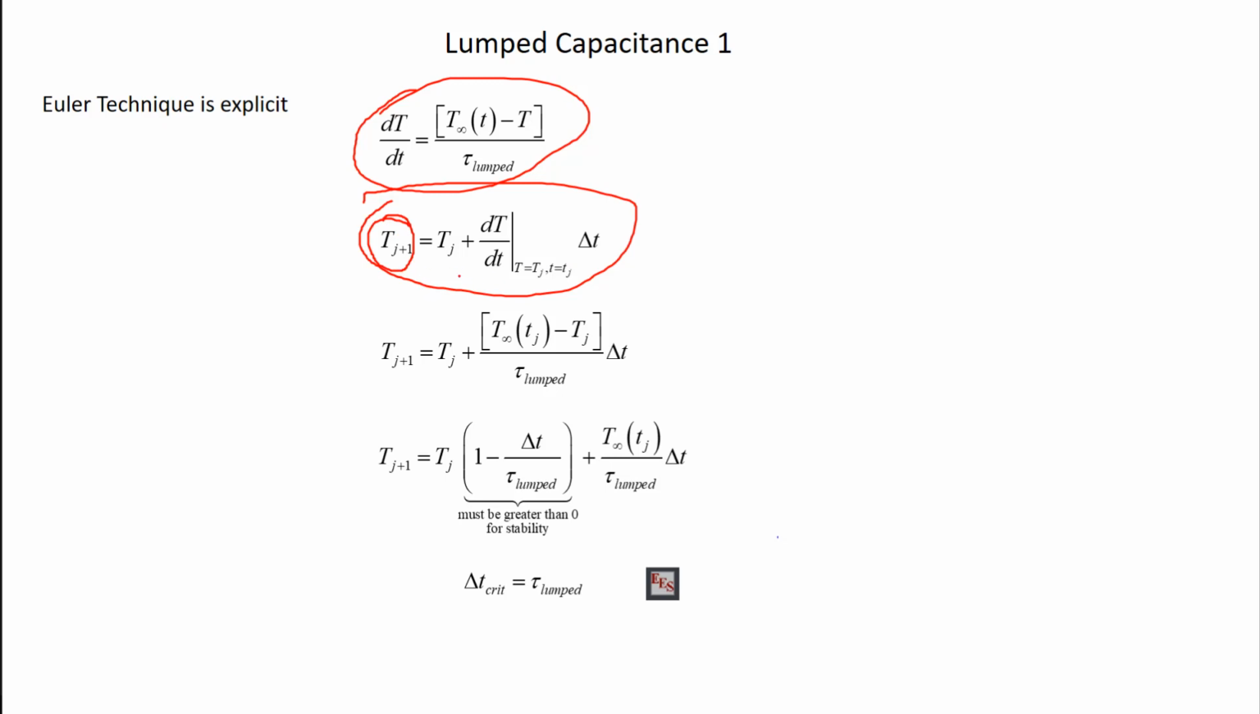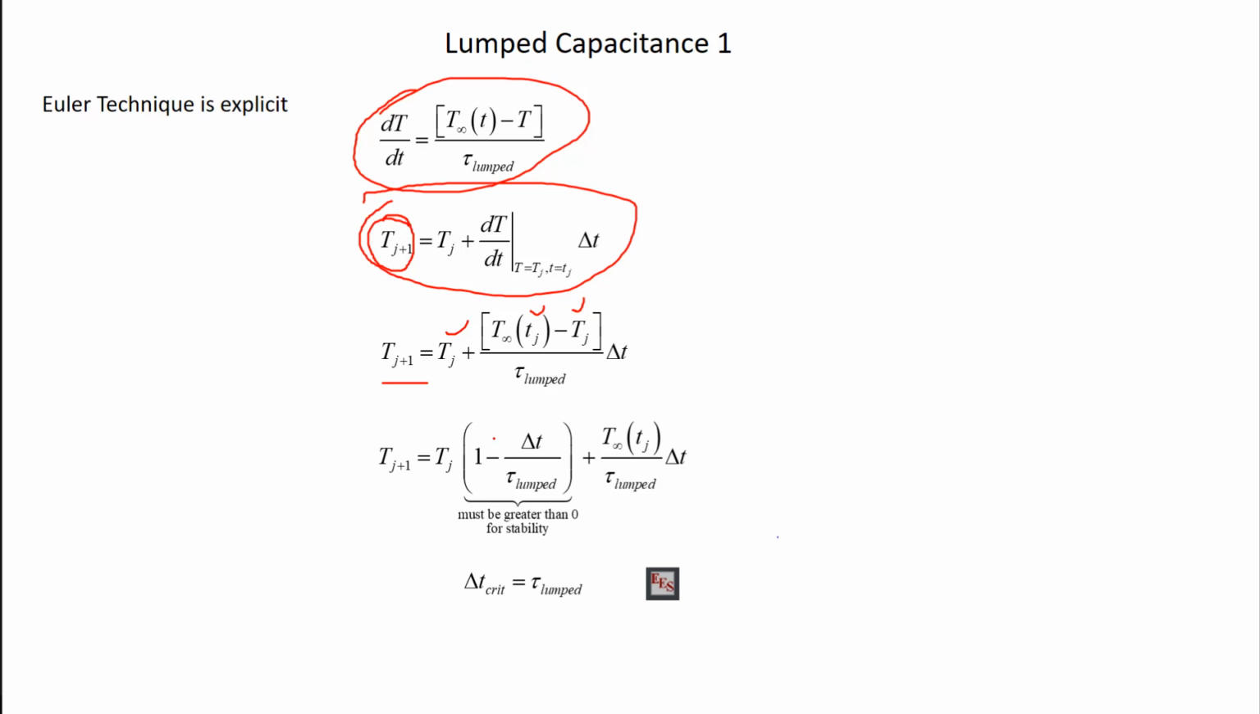There's no implicit equation solving required. Here, I know the temperature at the beginning of the time step. I know the time at the beginning of the time step. I can immediately calculate the temperature at the end of the time step. And one of the outcomes or the results of this being an explicit technique is that it will end up being unstable.